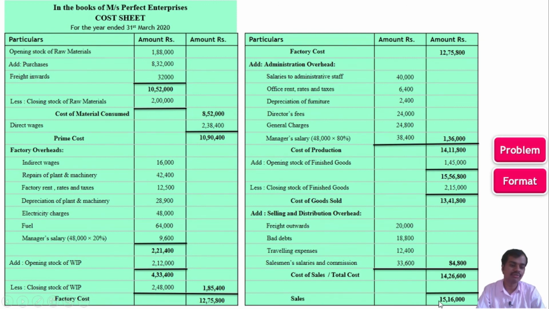So if we compare this here, we will get to know that the sales amount is greater than or more than the total cost, and therefore we have to add profit, and the profit figure we will get by deducting total cost amount from the sales amount, and that will be 89,400. So here 89,400 is our balancing figure.